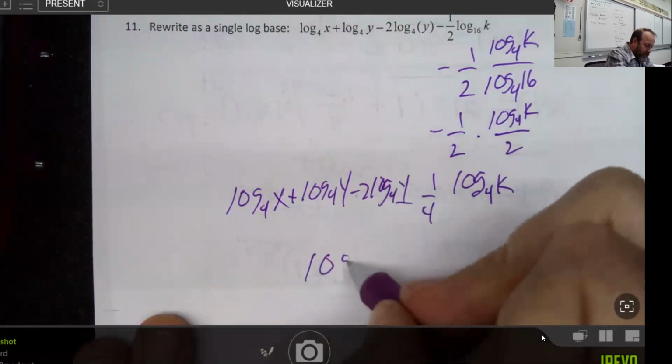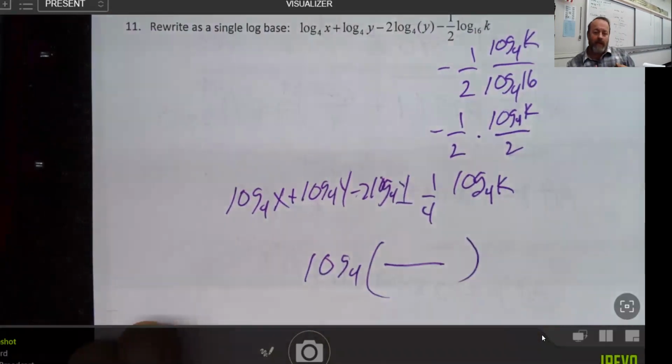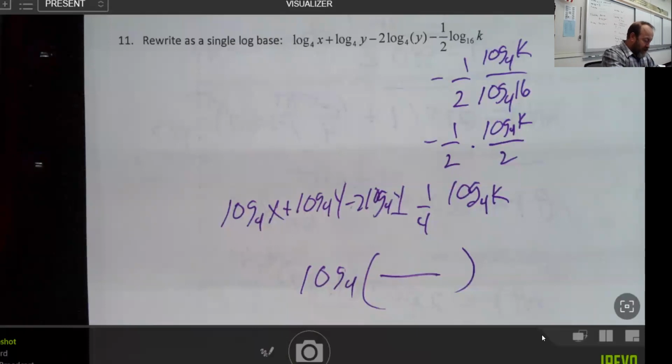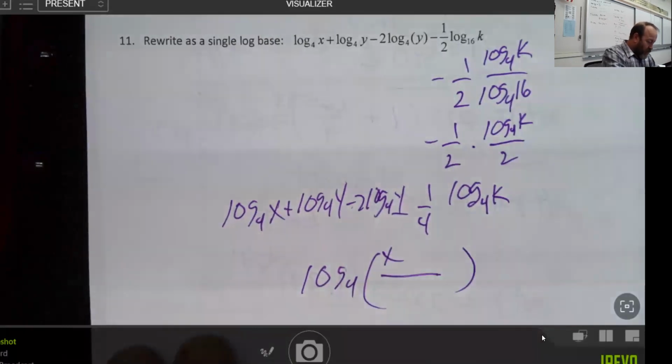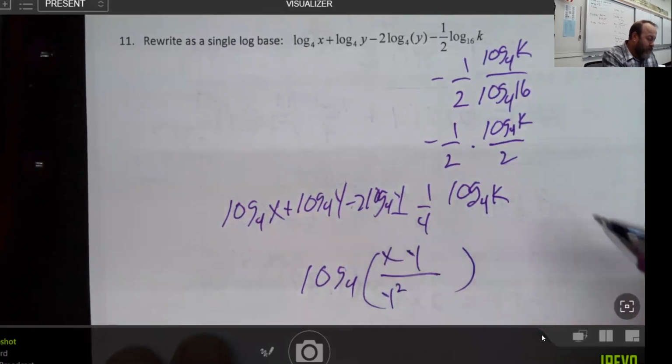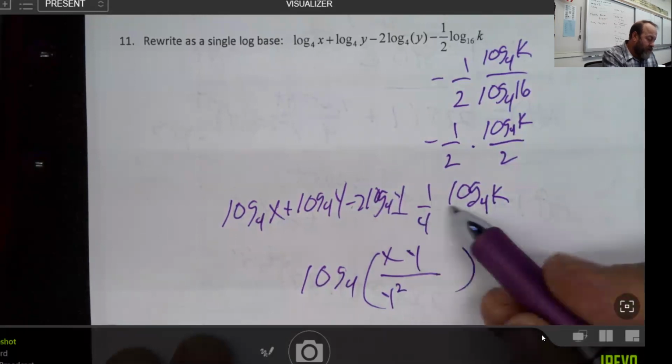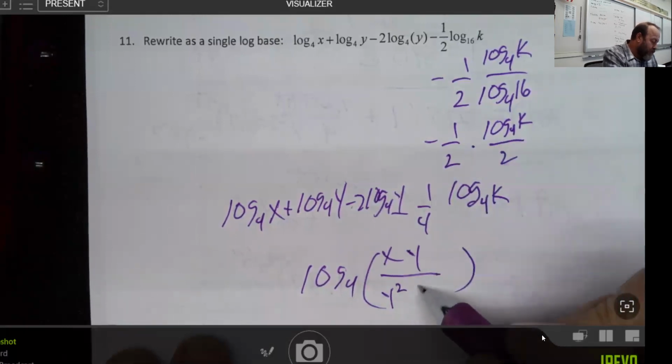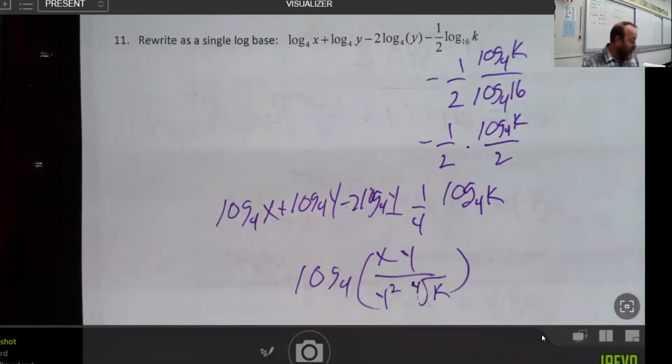But then, of course, if we put those all together, remember all of the tops are the positives, so x is going to go on top. Y is going to go on top. This y squared is going to go to the bottom. And, of course, this is also a negative off of this part. And so it would be a 4th root of k down here. And this is not a bad answer.